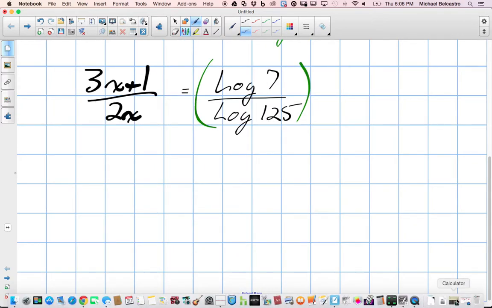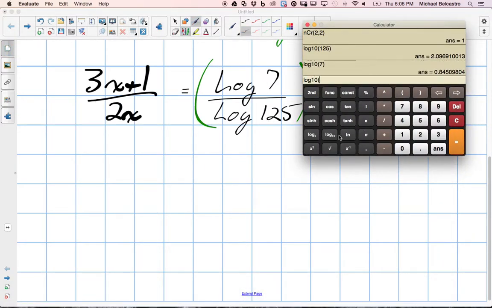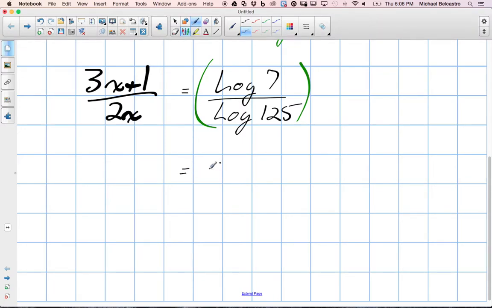So let's see what our calculator tells us. We have log base 10 of 7 divided by log base 10 of 125, which is 0.403, let's say. And we'll do each one step at a time. I could eliminate here, and I had 1 over 2x, and we could get rid of the x's if we really want, but I wonder if that would be helpful.